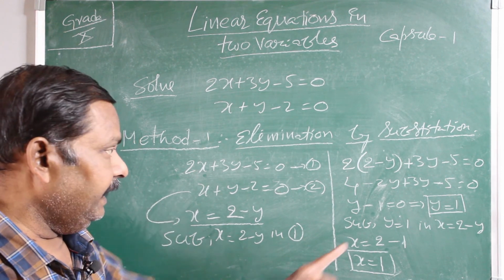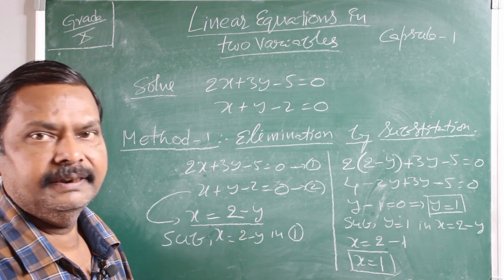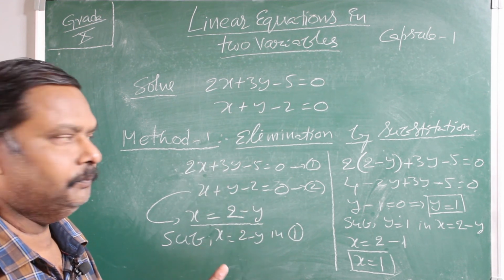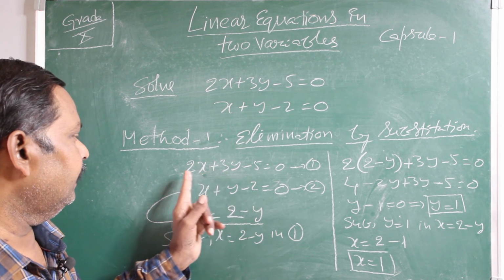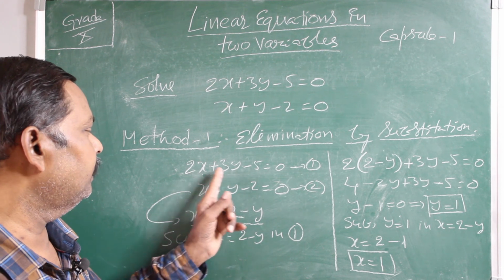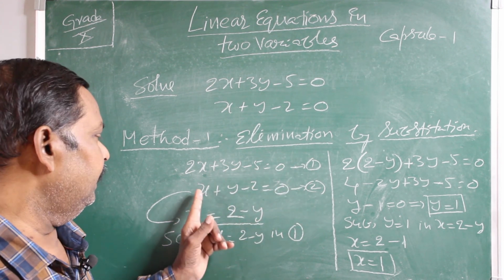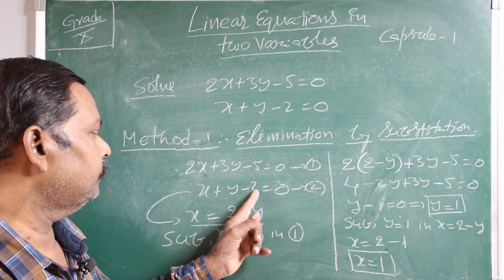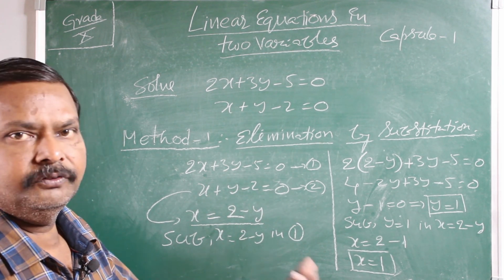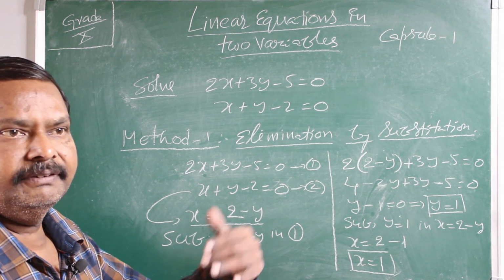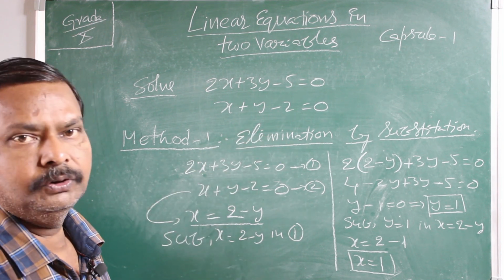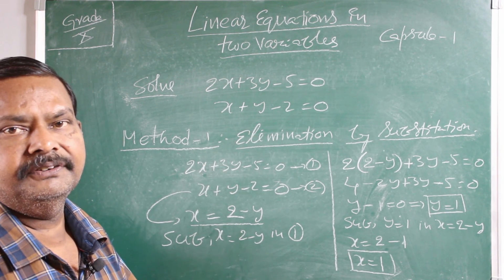So x = 1, y = 1 is the solution for equation 1 as well as equation 2. If you have taken 1, 1 here, 2 into 1 is 2 plus 3 into 1 is 3, 2 plus 3 is 5, 5 minus 5 is 0. 1 plus 1 minus 2 is 2 minus 2 is 0. So x = 1, y = 1 satisfies the equation 1 as well as equation 2. This is the method 1 to solve the two equations simultaneously.